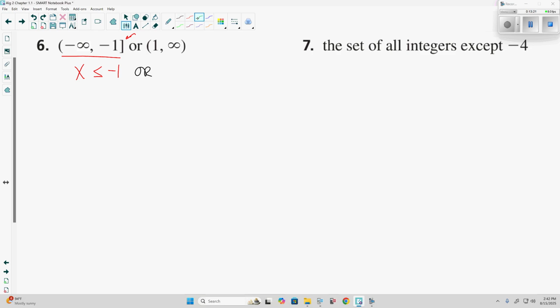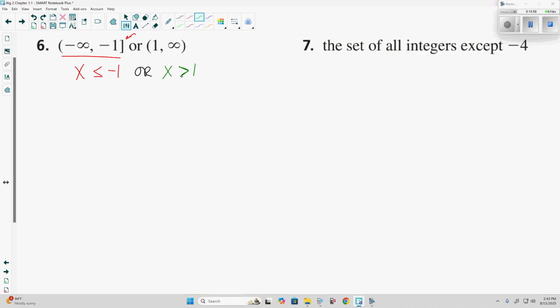Questions on this first part before we move to the second part of it? Second one, we're going from 1 to infinity. So for the numbers to work for this part of the statement, they have to be what? Bigger than 1. X has to be greater than 1. Now, could we include 1? No, because we have a parenthesis next to it. So it's saying it's not included.